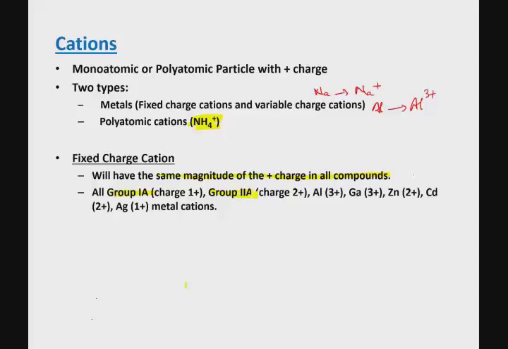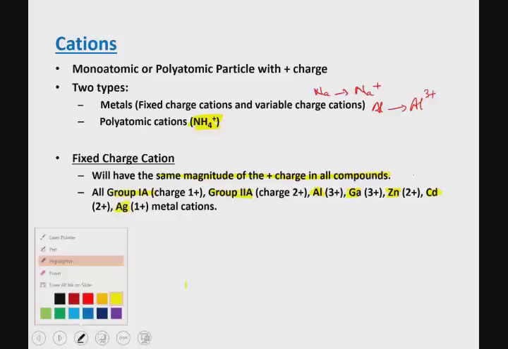In group 3A though, aluminum makes a fixed charge cation and so does gallium, but not the other metals. Those do not make cations for whom the magnitude of the positive charge can be predicted. Besides these main group metals, there are a couple of transition metals that also make fixed charge cations: zinc, cadmium, and silver. You need to remember this.